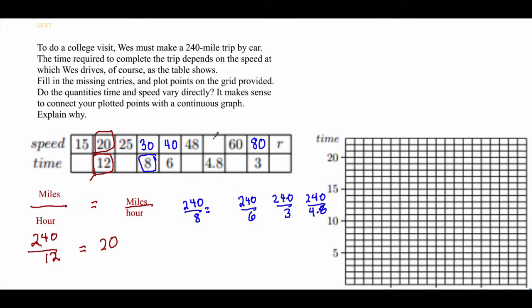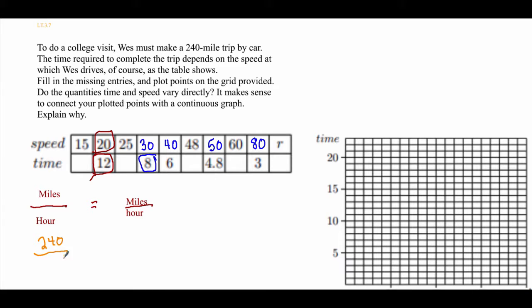Very straightforward here. What may not be so straightforward is what happens when you have the speed, the miles per hour. What do you need to divide 240 miles by to get, say, 60 miles per hour? You could do the inverse operation to get that question mark by itself. 240 divided by 60 is miles divided by miles per hour, which will give you units of hours. 240 divided by 60 is 4.